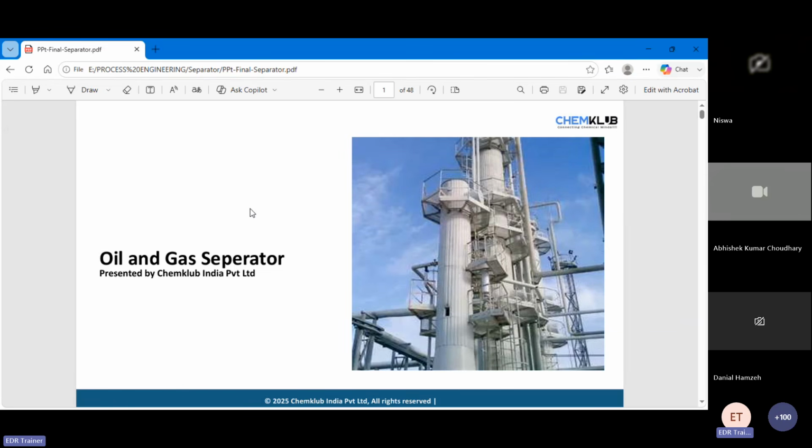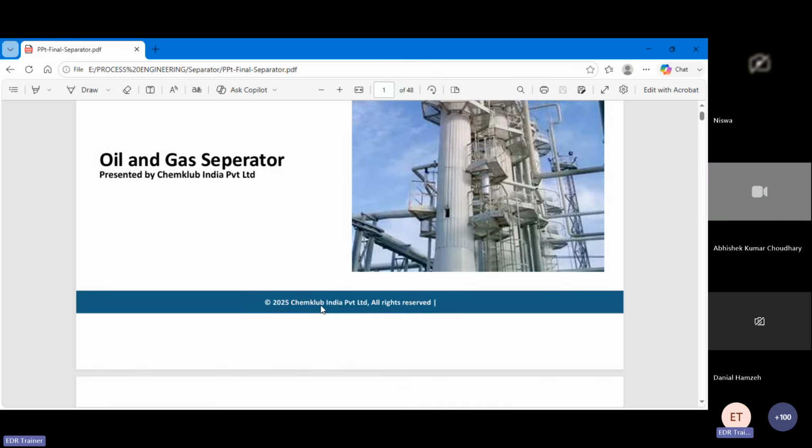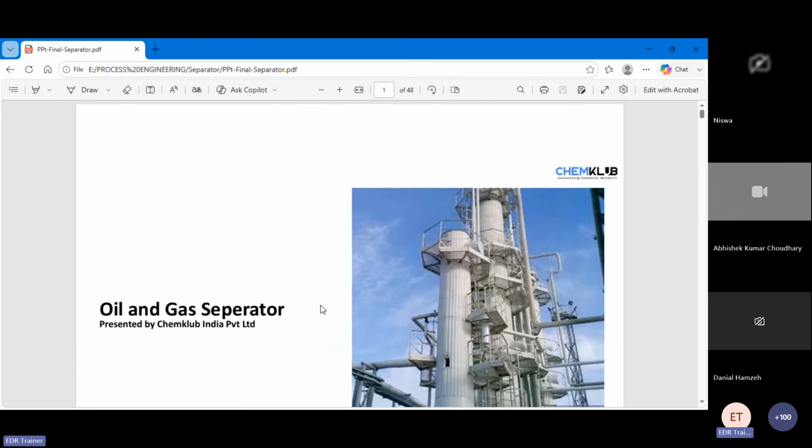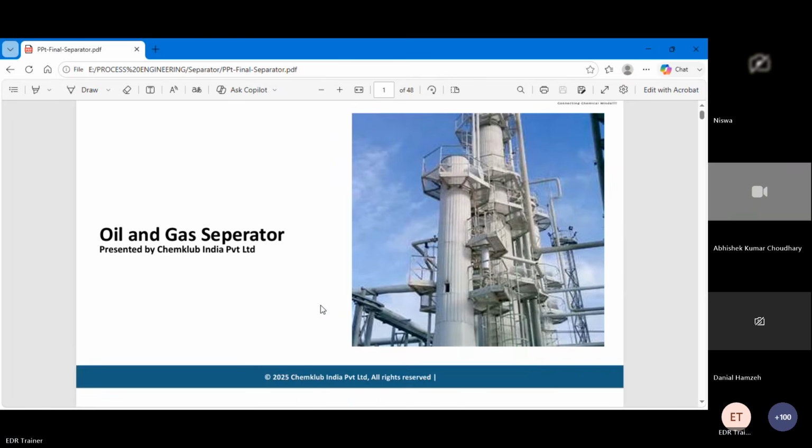Today we have a demonstration lecture of the oil and gas separator, and we will be learning specifically a type of separator, and according to the type we can do sizing. We can size the two-phase separator, both horizontal as well as vertical. If you have any question, just raise your hand.